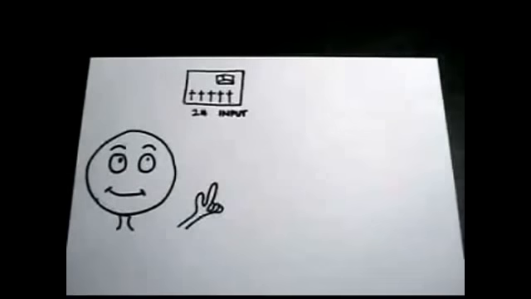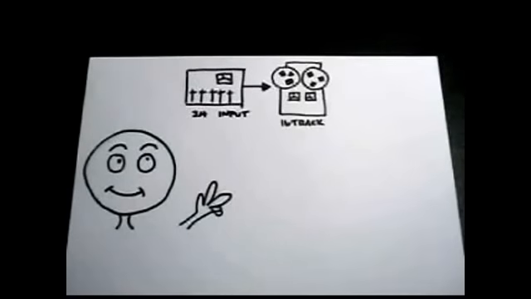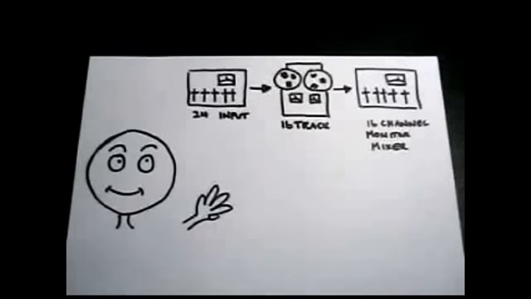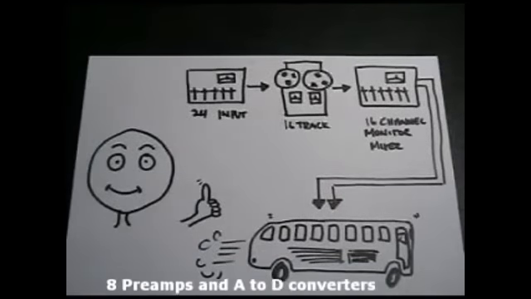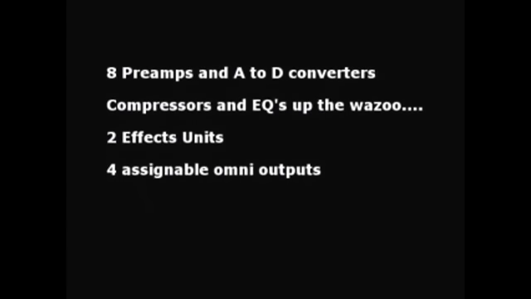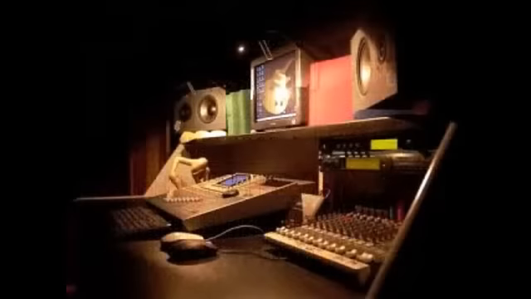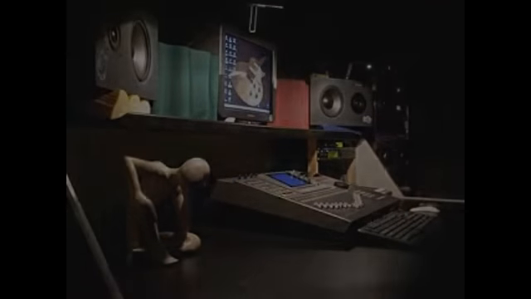So the design architecture of the AW is a 24 input mixer feeding a 16 track hard disk recorder followed by a 16 channel monitor mixer, all feeding a stereo bus. Aside from the 8 preamps and A to D converters, it has compressors and EQs on just about every input and output, 2 complete effects units and 4 assignable Omni outputs. Combine this with the AW's ability to route just about anything to anywhere, and things are going to get a little complicated.